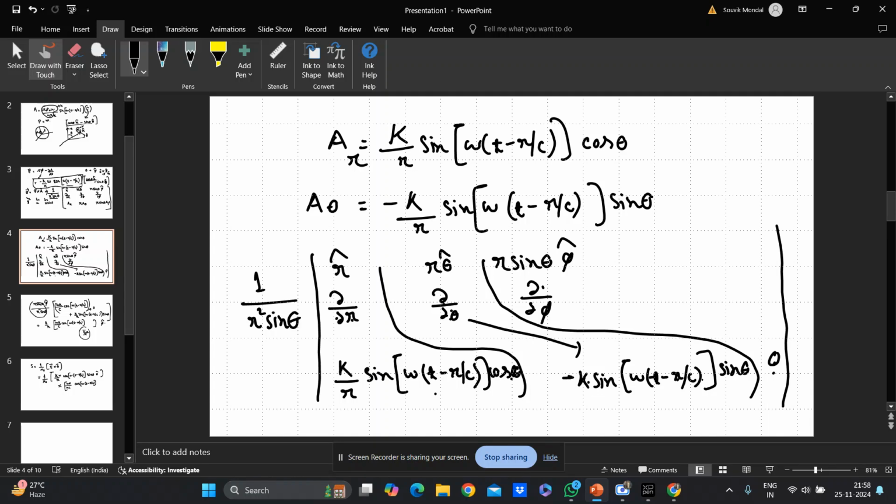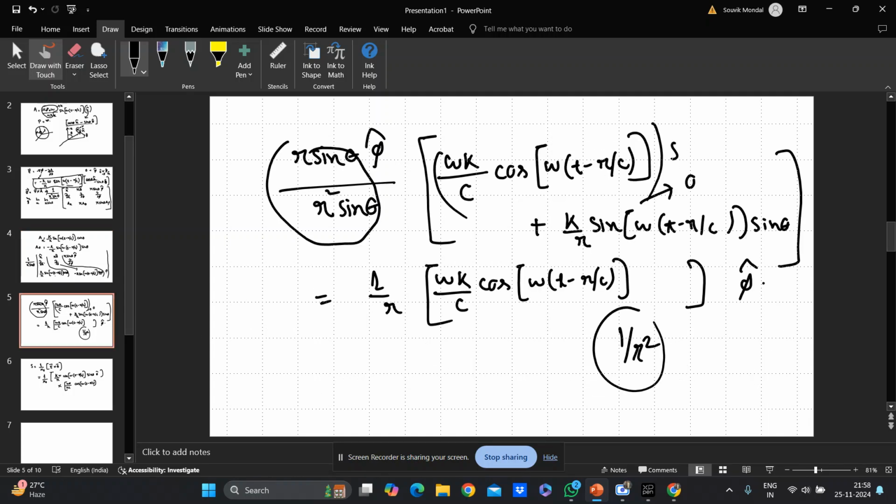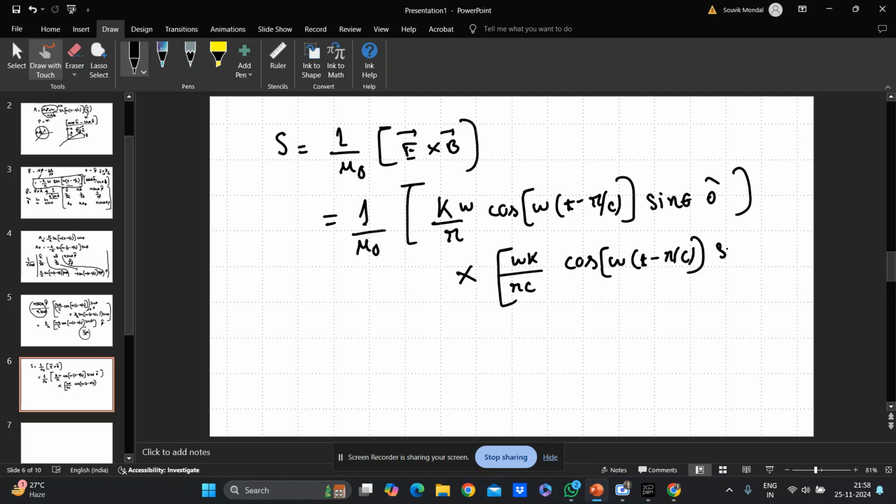Did I miss something? Yeah, I missed this: del r will act on this, but there is an extra sine theta. I missed that. Sorry for that. You can recheck the calculation, but there will be an extra sine theta. Okay, so there will be a sine theta into phi hat. So now your theta hat cross phi hat gives rise to r hat. So your final Poynting vector will be in this direction.